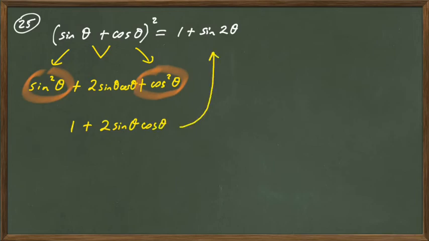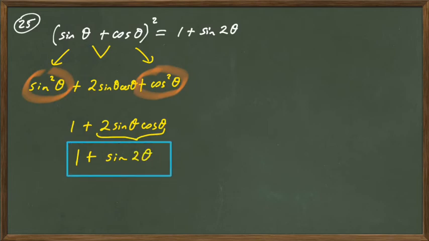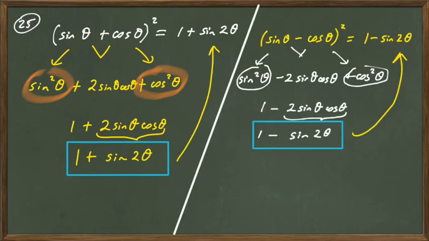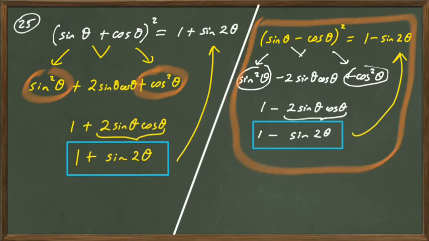No. Let's see what we have here. This doesn't match yet because I haven't applied my identity. 2 sine cosine is sine of 2 theta. Now I believe it does match. There's an alternate problem to the right over here. I just wanted to see if anybody could see a slightly different one. It's almost the same as 25.